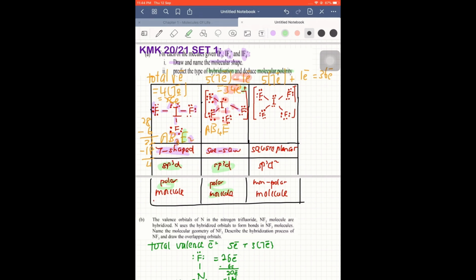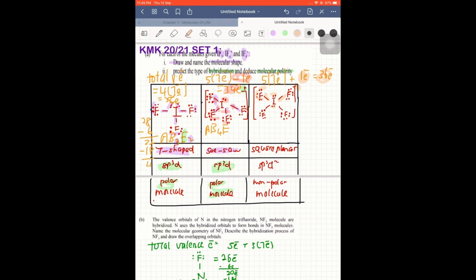So move on to IF4 minus. Same as the previous two, we need to be aware of the minus sign, so we need to add 1 electron. The total will be 36. Then we do the Lewis structure the same way: minus the bonding, fill up all the electrons at the terminal atoms, and then fill up the central atom. Be aware of the minus.